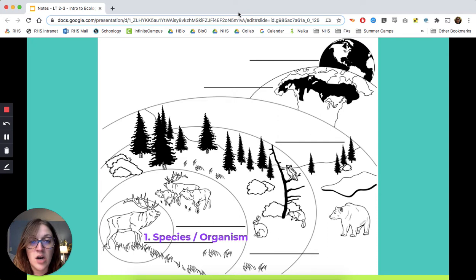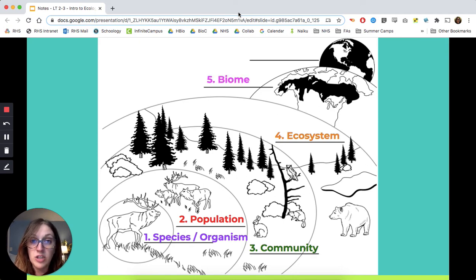What if we wanted to talk about multiple elk? That would be population. If we were talking about the elk and the other animals and plants in the same habitat, that would be a community. So a community is all of the living things in a small area. If we were to talk about the non-living things, that would be the ecosystem. So the ecosystem includes all of the living things and all of the non-living things in an area.